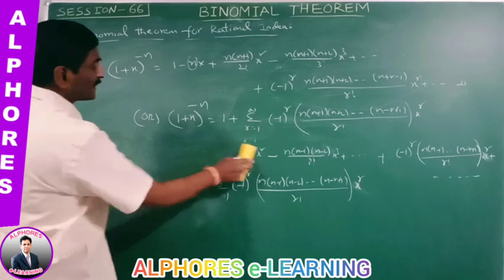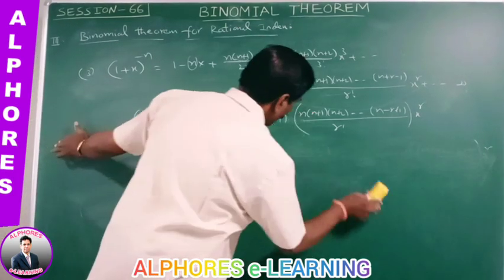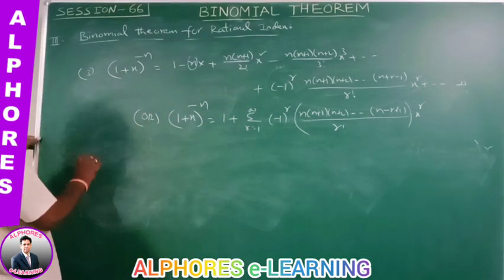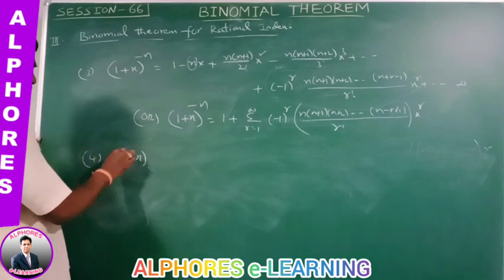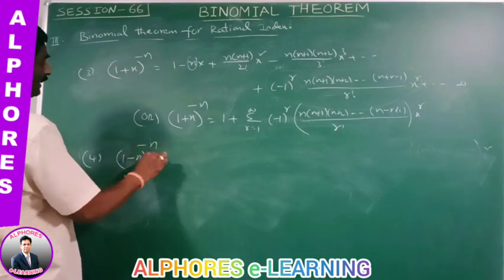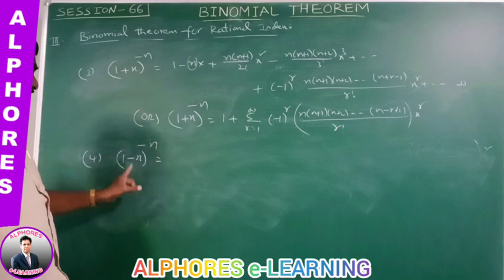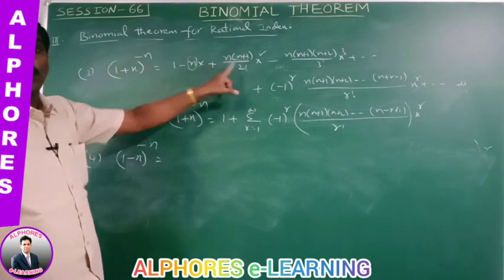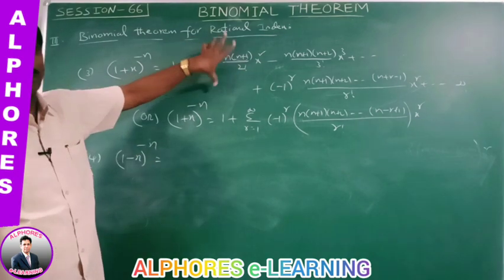Similarly, 1 minus x whole power minus n. Fourth one, 1 minus x whole power minus n. In this case, the index is negative, the coefficient is negative, which means we get all positive terms. Same formula, all are positive.